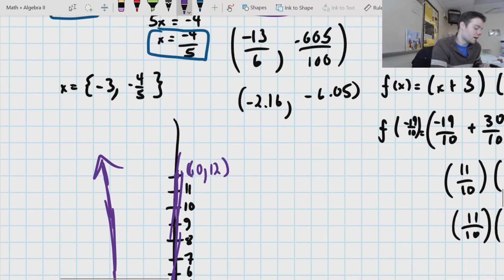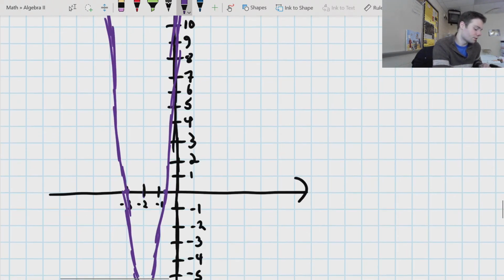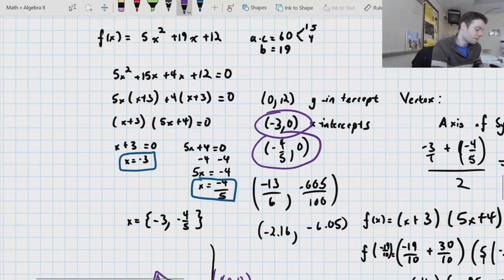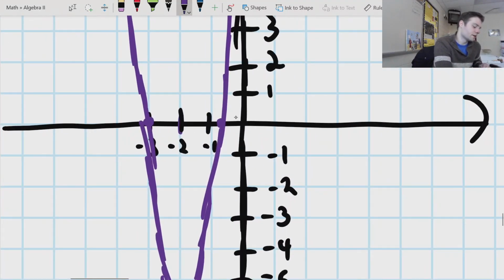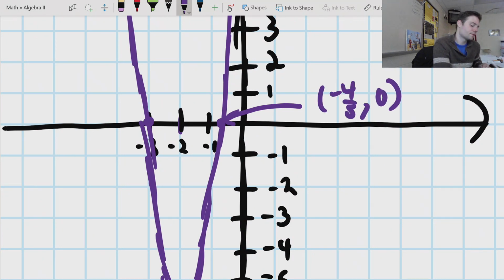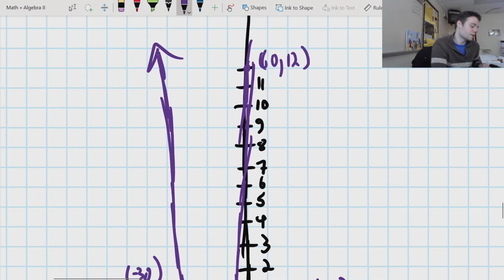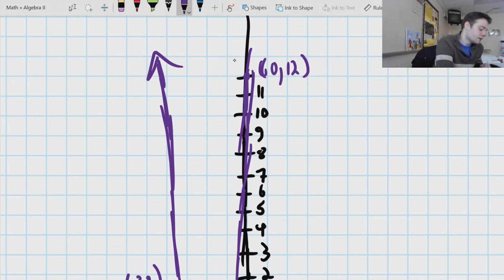Okay, and we've also got what? Negative 4 over 3, 0. No, negative 4 over 5. That was the mistake I made earlier. Negative 4 over 5, 0. And then here we have negative 3, 0. And then for this top point, it should actually be going in like through there.